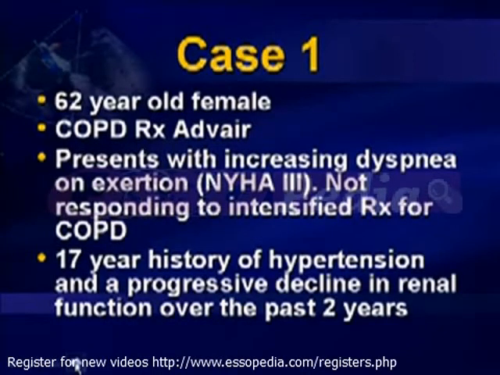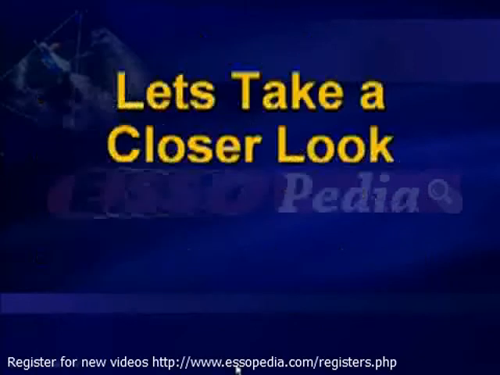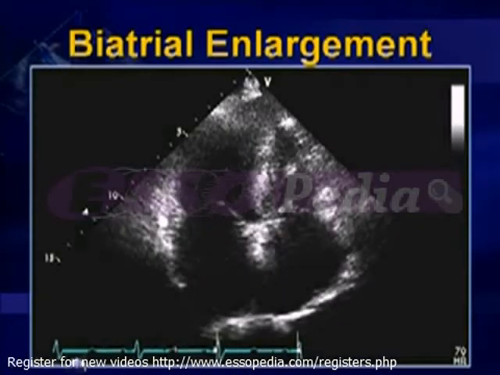Let's look again at case number 1. This is a 62-year-old woman. She has COPD. She's now New York Heart Association functional class 3 with symptoms of shortness of breath, not responding to intensified treatment for her COPD. She's had a long-standing history of hypertension and noted a progressive decline in her renal function over the past 2 years. Now let's take a closer look at the echocardiogram.